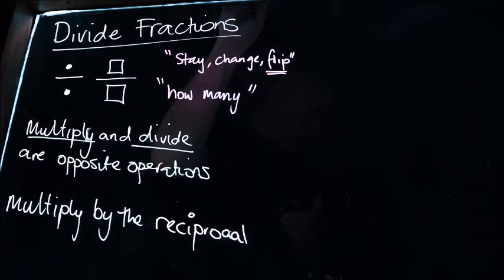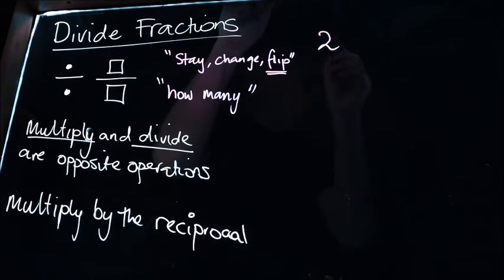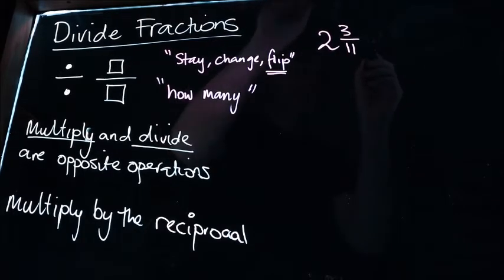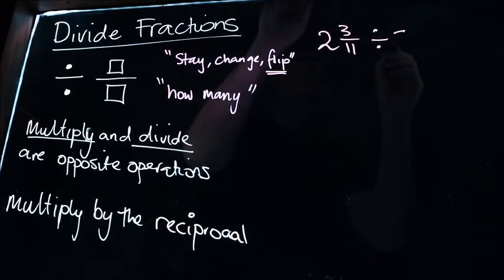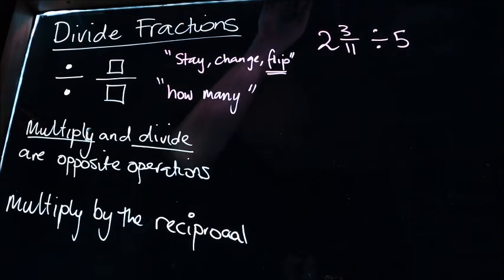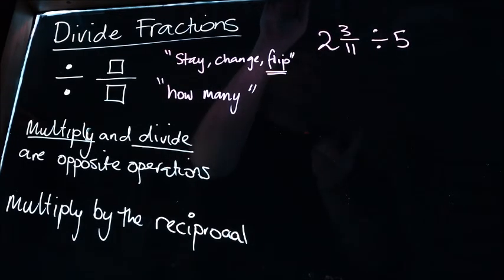Okay, so here's my next example that I want to work with you. We've got 2 as a mixed number and 3 on 11, and we're going to divide this by 5. So there's a little bit of work that we need to do before we can apply the stay, change and flip.